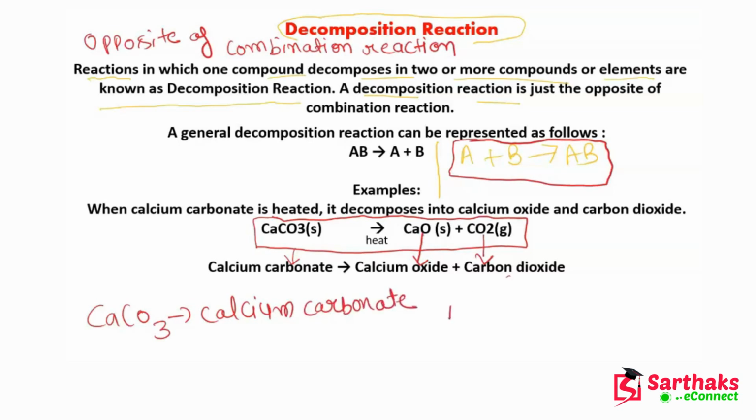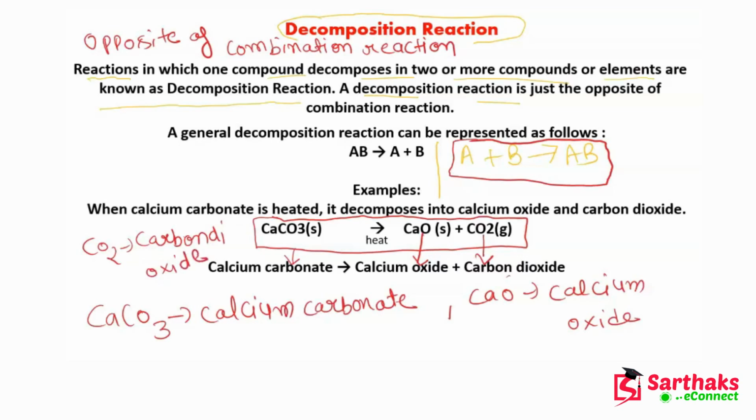Okay, and this is CaO, which is calcium oxide, and CO2 is what? Carbon dioxide. Okay, so this is an example of what? Decomposition reaction. I hope guys this thing is clear to you. Now guys, let's move ahead.